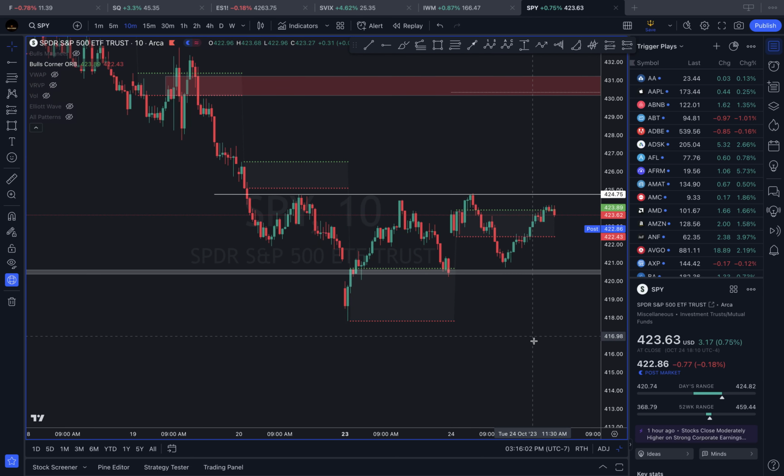And then how do you choose your exits? I already told you that exits are pretty simple on this one. As long as price is staying above, let's say you're trading the 10-minute time frame or the 15-minute time frame, as long as that particular time frame candle is not closing below opening range highs or closing above opening range lows, I'm going to be staying in the trade.